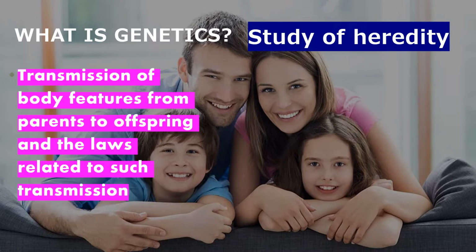What are the body features transmitted from parents to offspring? There are so many body features. Some examples are hair color, eye color, then skin tone, right? These are some body features. These different types of body features transmit from father and mother to their children.